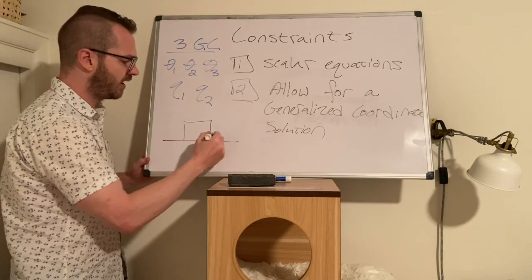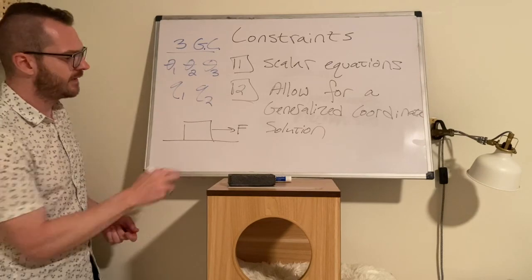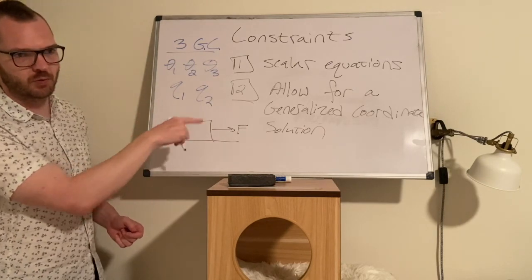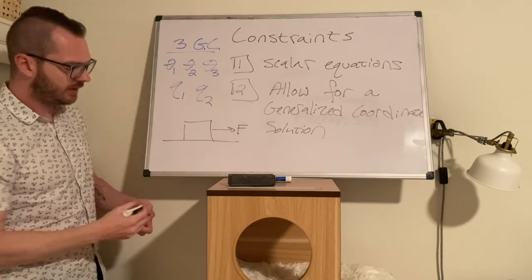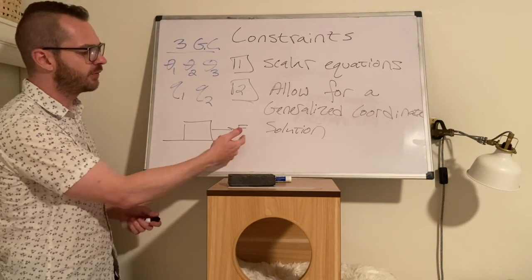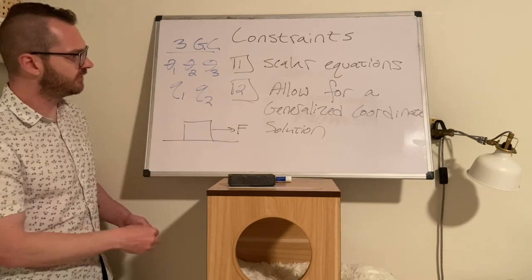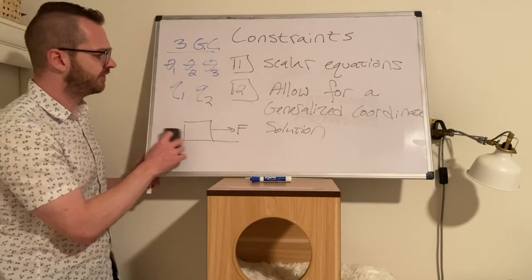If you have a block and you are applying a force to this block, that force is not a generalized coordinate. That force is some specified value, right? You're the engineer, you would say, okay, we need to apply 50 newtons to this block, something like that. So in that case, it's just a specified thing.